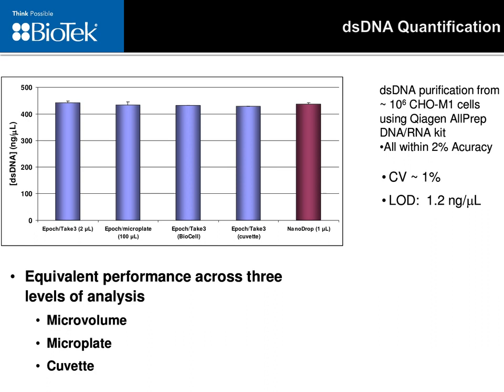Shown here is one additional comparison across various vessel types, volumes, and instruments. Measurements are representative of those taken of a DNA sample, which was purified from CHO M1 cells using a QIAGEN AllPrep RNA/DNA kit. And we can see all accuracies are within 2% as compared to a standard cuvette, which is considered to be the gold standard measurement. The limit of detection of the sample was determined to be approximately 1.2 nanograms per microliter based on signal to noise of the blank measurements taken.